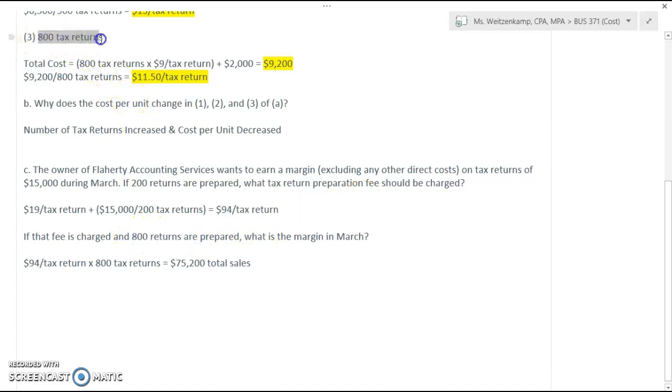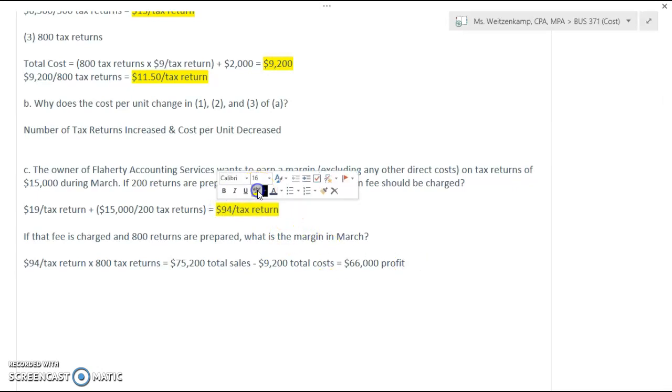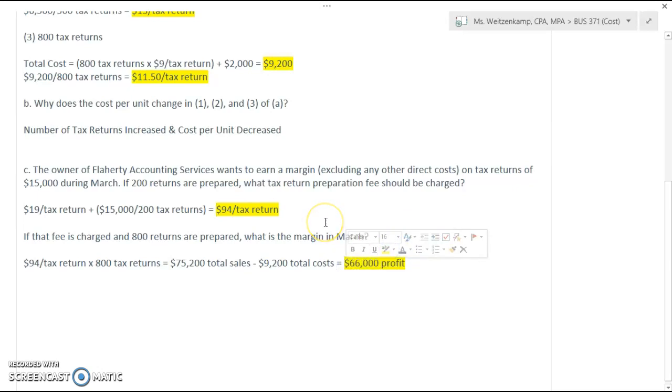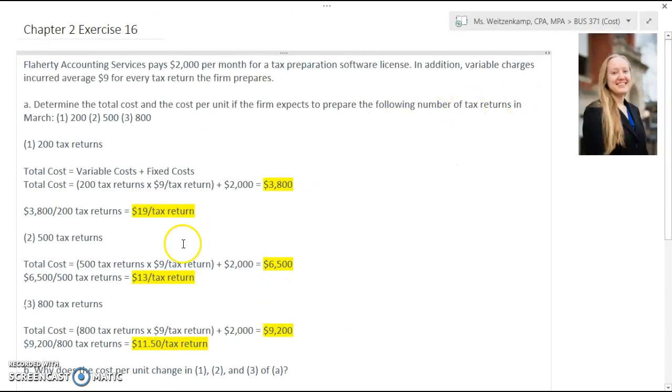So we can go up to part 3 here. 800 units, we know that the total cost is going to be $9,200. So we can subtract the $9,200, which is our total cost for producing those units. And we come up with our margin. That is $66,000 profit for part C. So we have $75,200 in sales, and then finally we have a $66,000 profit if we were to charge $94 per tax return and prepare 800 returns. Our profit would be $66,000. If you have any questions on Chapter 2, Exercise 16, please let me know.